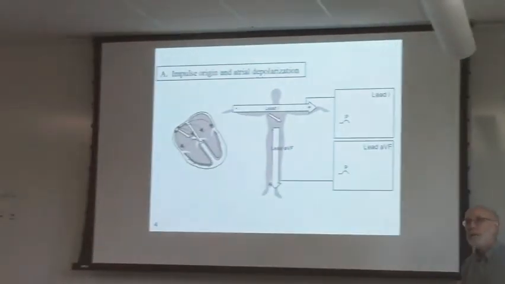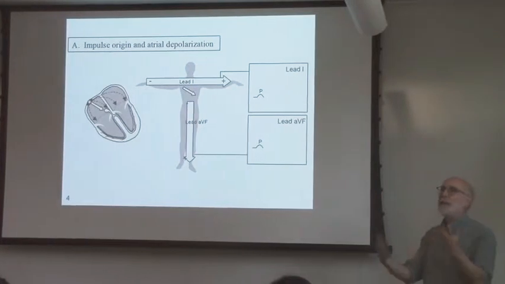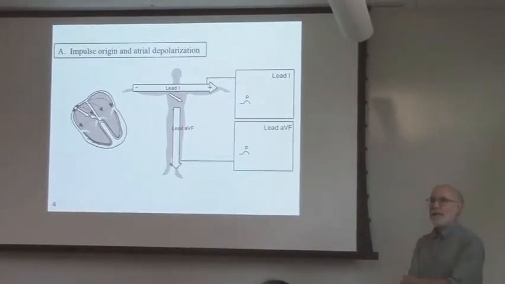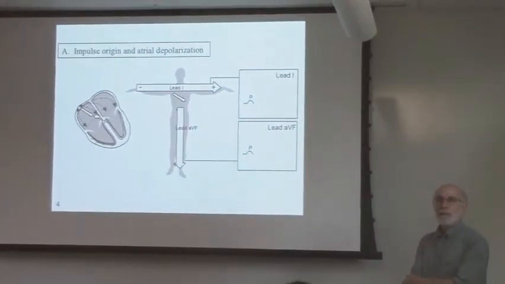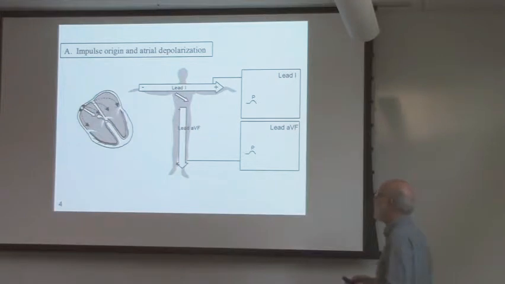You saw it in lab. It might have still been mysterious, but at least I convinced you that you all can see your heartbeats from the limb leads that you connected. So now let's understand it a little better. So here's lead 1, and here's lead AVF.